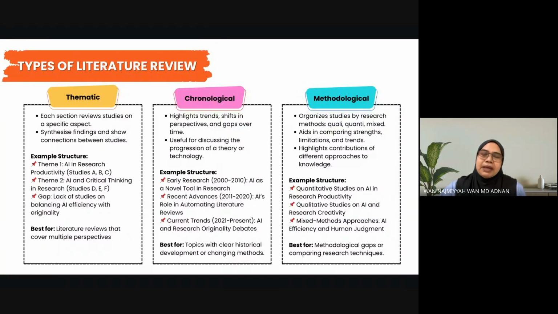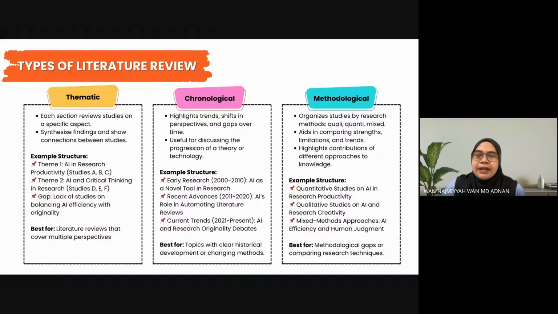So usually we use chronological literature review when we are discussing theories. We use thematic literature review when we are discussing topics, current issues, and we use methodological literature review when you want to organize studies by research methods. For example, when you want to emphasize your methodology, then you organize your studies by research methods like qualitative, quantitative, mixed method. So it depends on what you are looking at. It depends on what topic that you are discussing about.